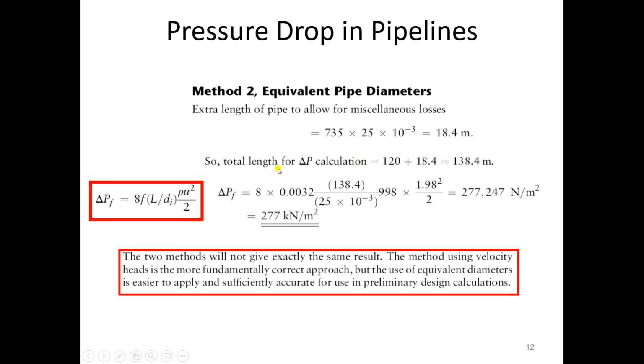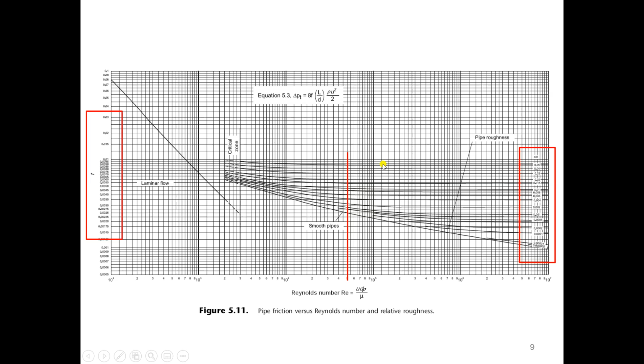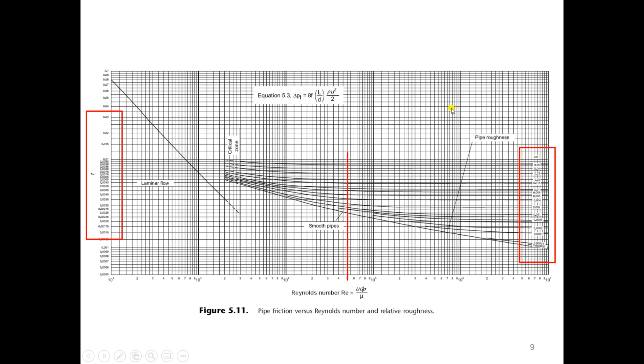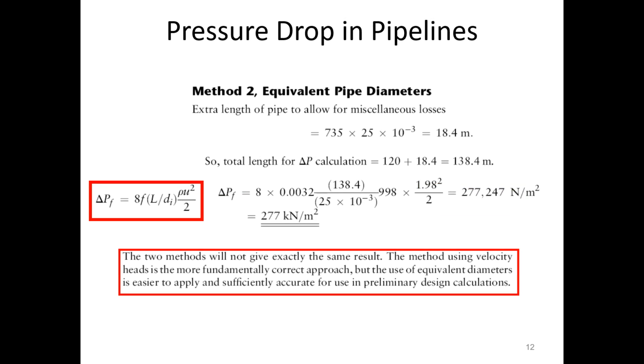So the total length for the pressure drop is 120. What is 120? Check again. 120 meter is the length of the pipe, the commercial steel pipe that we are using here. So this is the total length of the exact pipe you are using. This 18.4 meter is the miscellaneous losses that is equivalent to pipe length. So what we get is 138.4 meter.